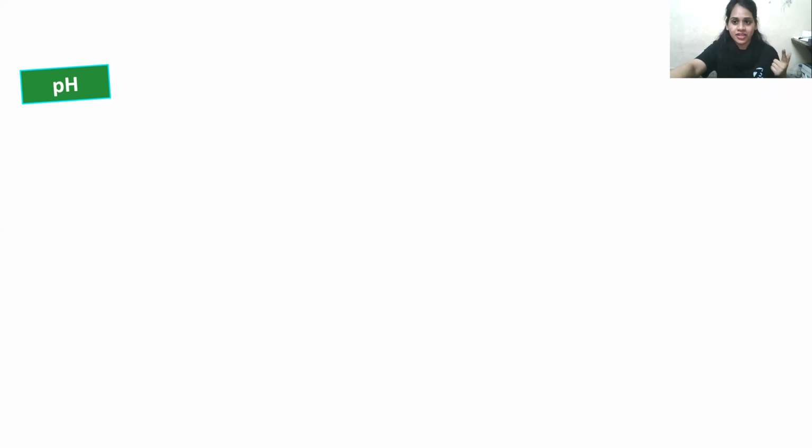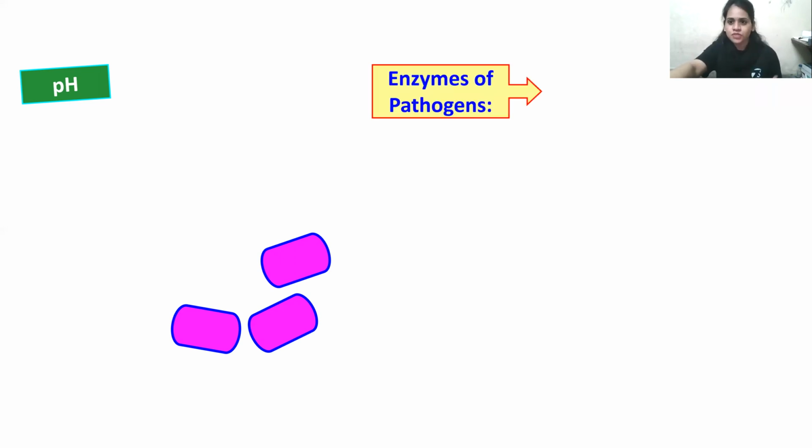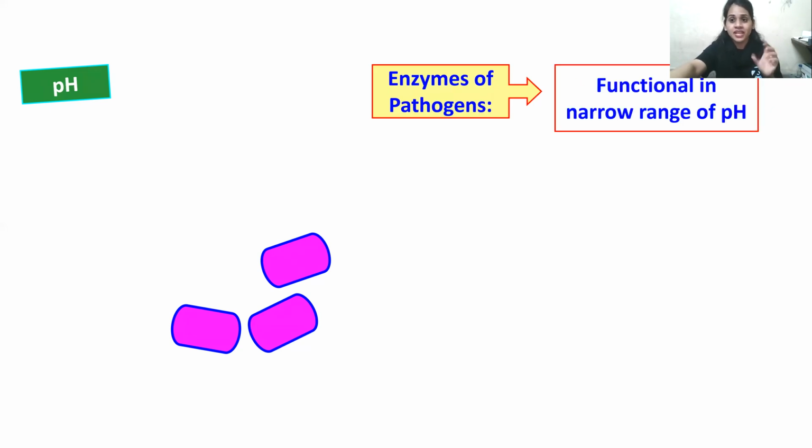Coming to the next one, that is pH. You must have studied various chapters, right? Blood pH. Then in the digestive system, you must have studied about the saliva pH, about the gastric pH. So what is this pH? pH means the power of hydrogen, right? So now at the pH, what is this pH level? Why is this so important?